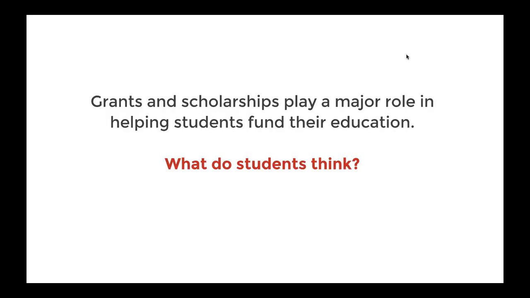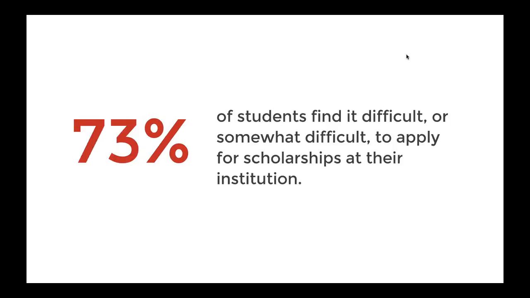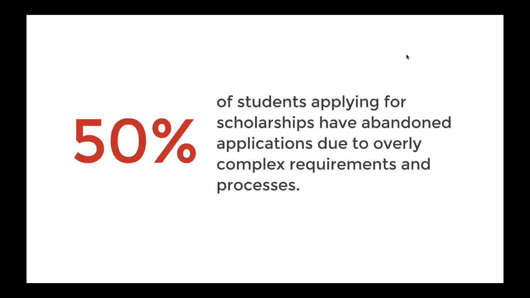But what do students really think about the process? Well, we recently did a survey back in December using SurveyMonkey Audience with students from post-secondary institutions across America. What we found out was that 81% of them had difficulty finding scholarships that they were eligible for. 73% found it difficult or somewhat difficult to apply for scholarships at their institutions. And 50% of students applying to scholarships abandoned the application process due to overly complex requirements and processes. So maybe some of these numbers sound familiar to what your programs might be experiencing.